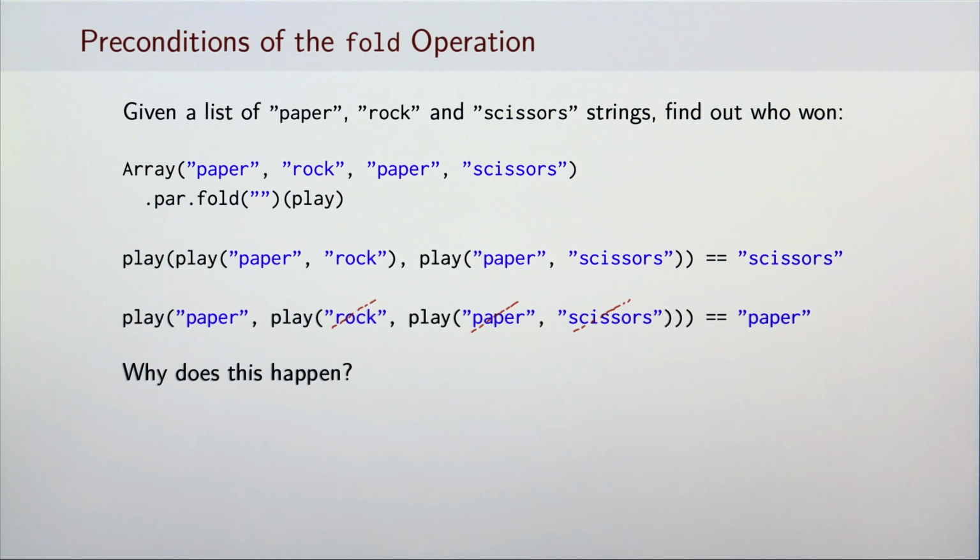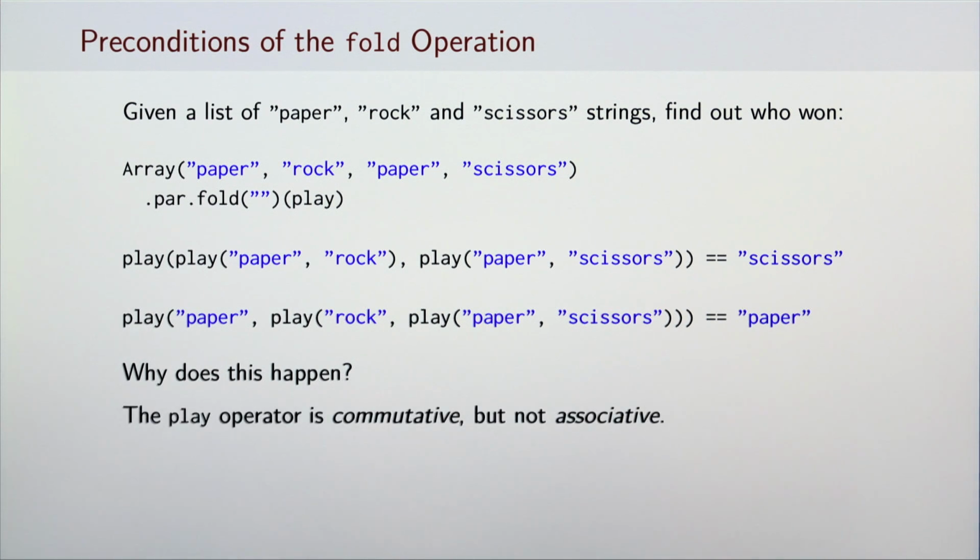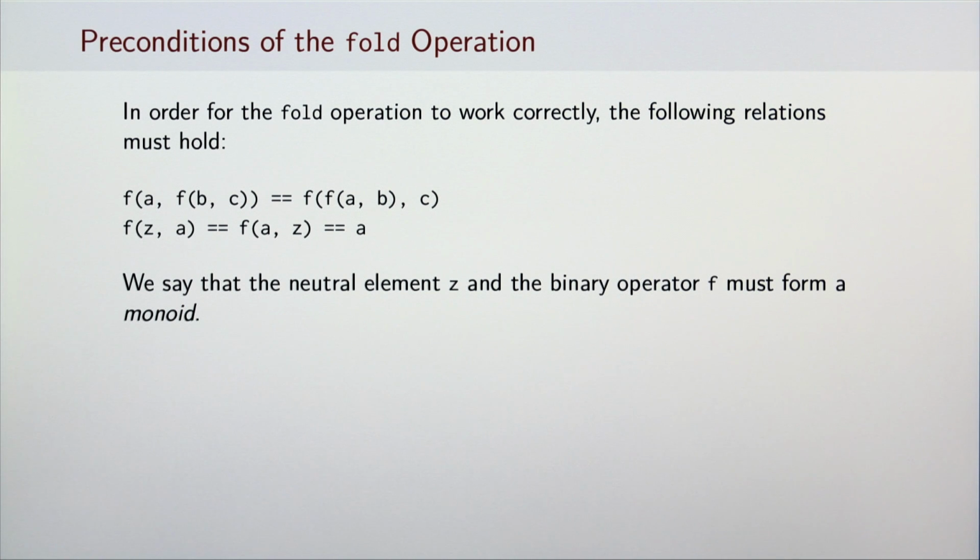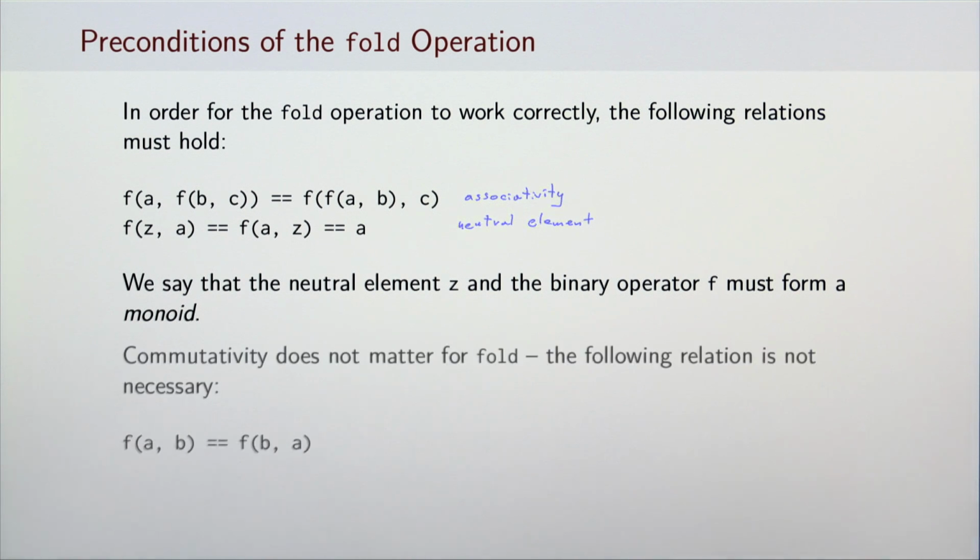It looks like the result of this fold invocation depends on the execution schedule. Why does this happen? The problem is that the play operator is not associative. Calling play on rock and scissors and then paper is not the same as invoking it on rock with the result of play of scissors and paper. To ensure that the fold invocation works correctly, its operator f must be associative, and when applied to the neutral element z, it must act as an identity function. We say that the operator f and the neutral element z must form an algebraic structure called a monoid. Commutativity is not important for fold when invoked on sequences. The operator may or may not be commutative.